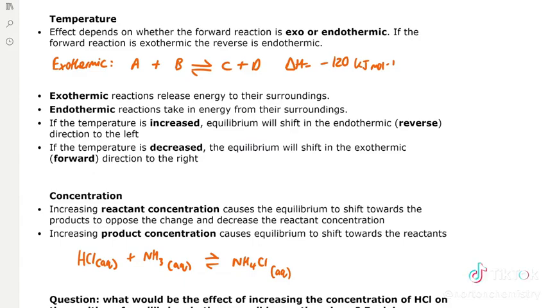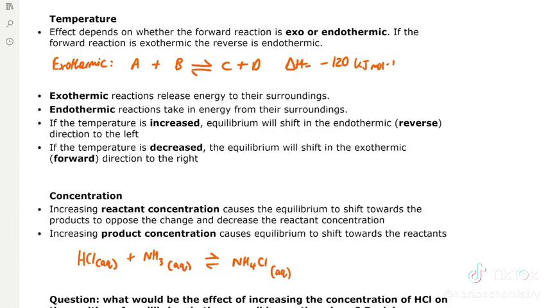If the forward reaction is exothermic, this means that the reverse reaction is endothermic. So for example, in this exothermic reaction, A + B goes to C + D, and the enthalpy change is -120 kilojoules per mole. That means that the reverse reaction is endothermic, so the enthalpy change of the reverse reaction is +120 kilojoules per mole.